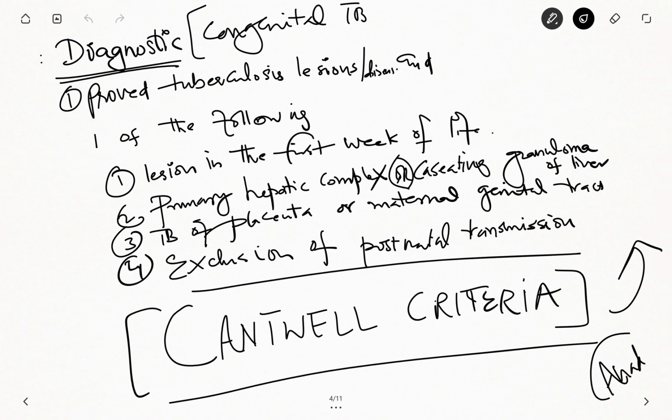Now, diagnostic criteria. Actually, there are three existing clinical criteria, but Cantwell's criteria is one of the most important, and it says that if you have a proven tuberculous lesion or disease in a newborn with one of four others, this qualifies for congenital tuberculosis. The four are: a lesion in the first week of life, or a primary hepatic complex or caseating granuloma of the liver, or TB of the placenta or maternal genital tract, or exclusion of postnatal transmission by testing the people around the baby. So if you have the first one and one of the four others, this will qualify for congenital tuberculosis.